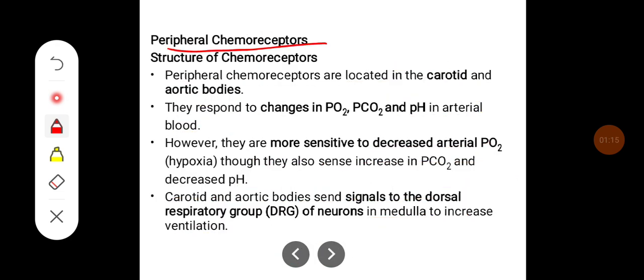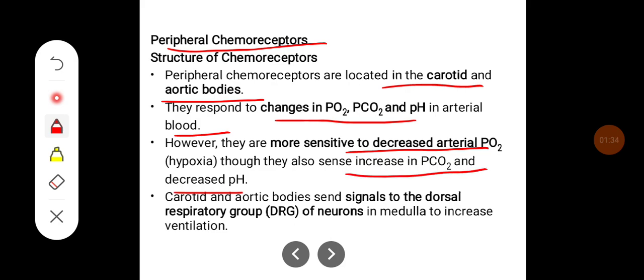Peripheral chemoreceptors are located in the carotid and aortic bodies. They respond to changes in PO2, PCO2, and pH in arterial blood. However, they're more sensitive to decrease in the arterial PO2, that is hypoxia, and they also sense increase in PCO2 and reduced pH. Carotid and aortic bodies send signals to the dorsal respiratory group of neurons in medulla to increase ventilation.